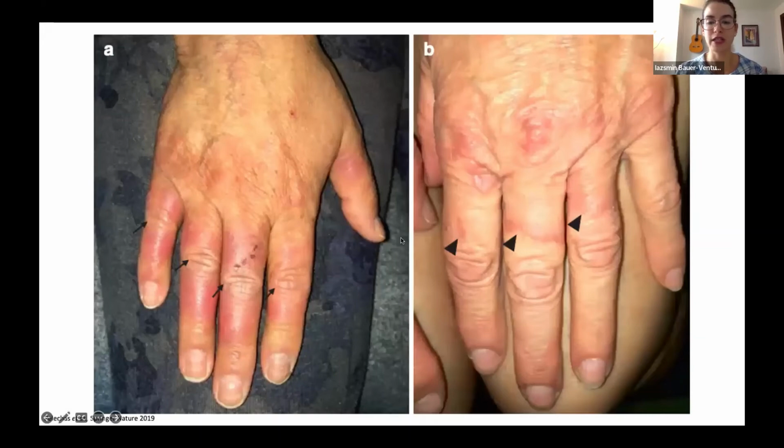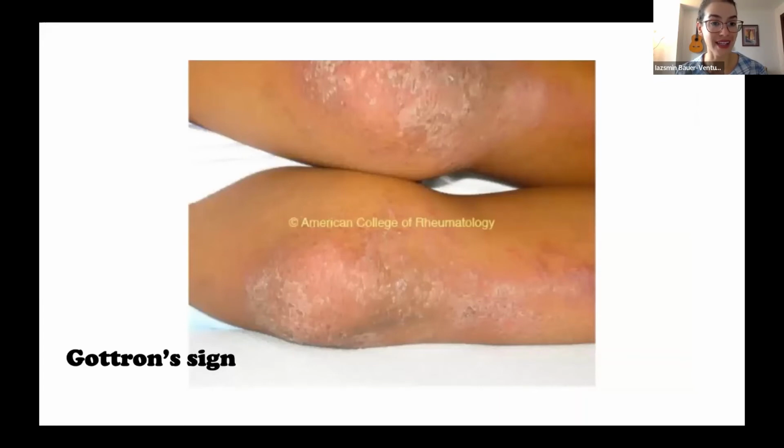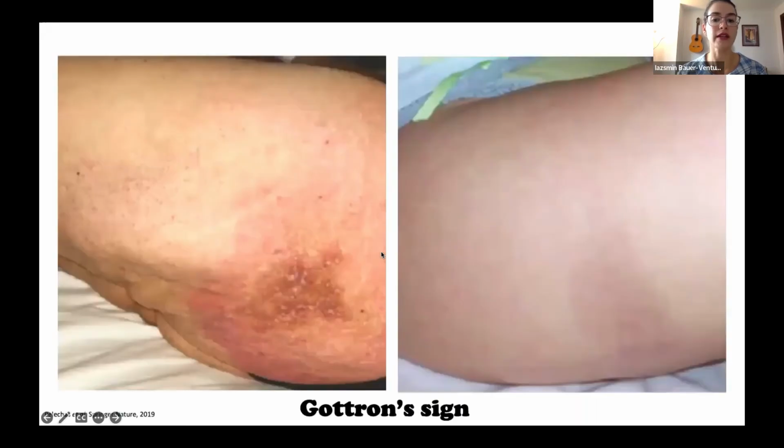Just want to point out an interesting finding here. Some patients may develop almost an inverted pattern of Gottron's, with erythema in between the knuckles, in between the joints, in the interphalangeal areas, and we call them inverted Gottron's papules. And these are actually a cutaneous finding of systemic lupus erythematosus, fun fact. These are Gottron's sign, with the redness, with the erythema, again the purpuric color, sometimes with desquamation that can even resemble psoriasis, affecting the extensor surfaces of the knees and the elbows. Gottron's sign can also happen on the lateral sides of the hips.